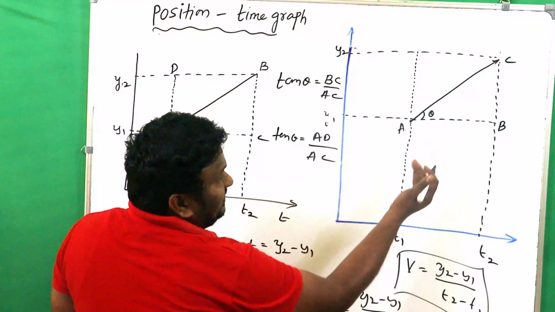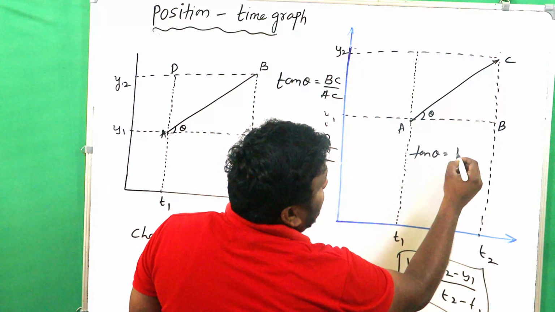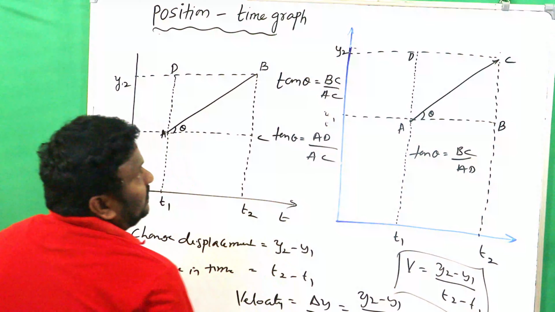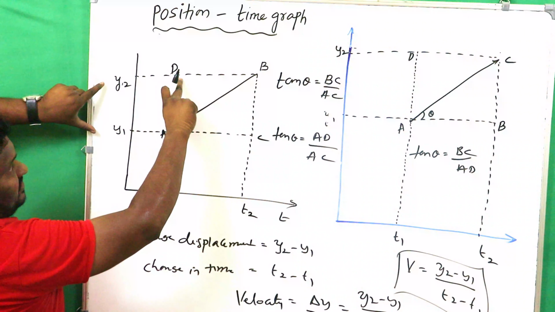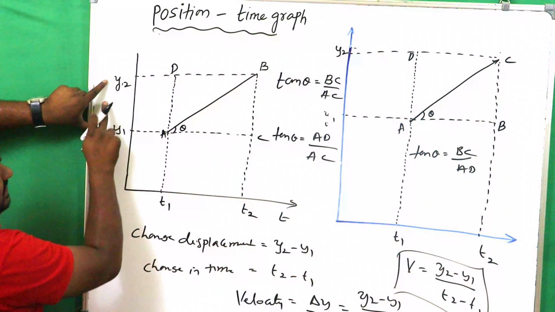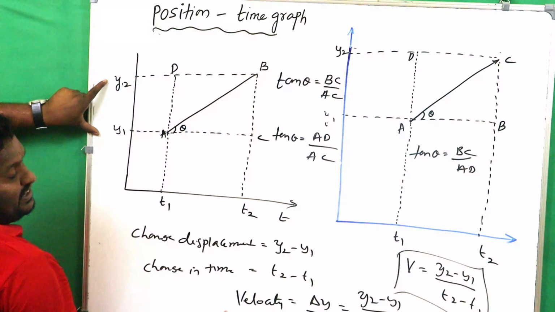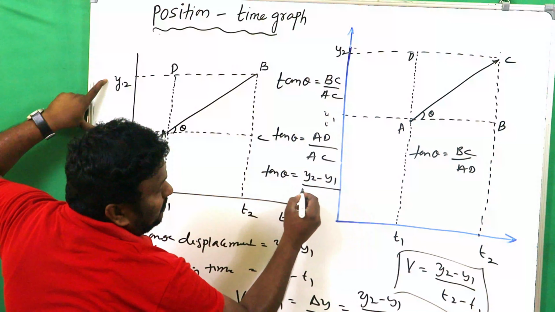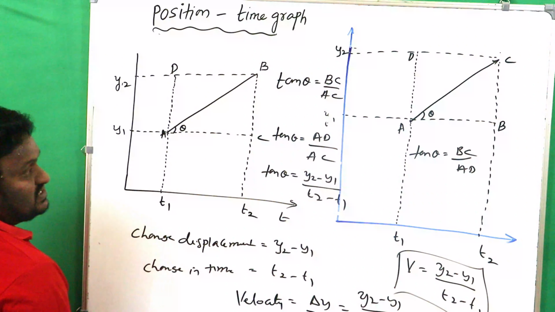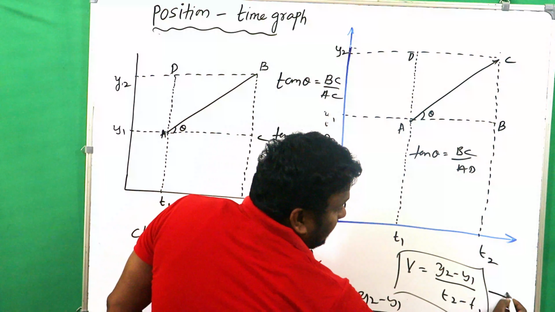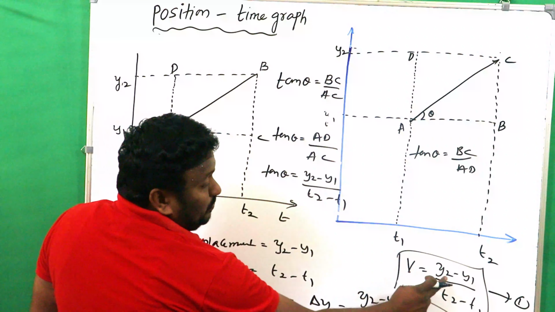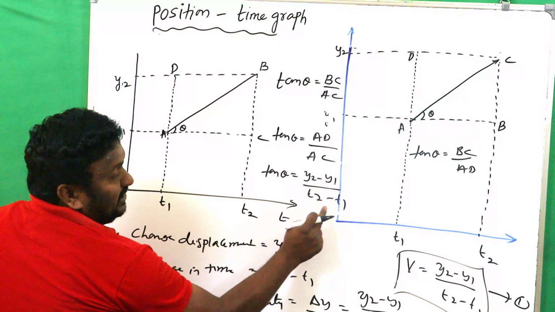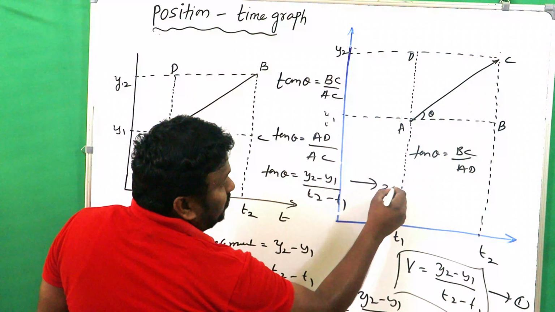So in this case, tan theta is equal to BC by AC, which is the same as AD by AC. What is AD? Nothing but the displacement y2 minus y1, and AC is t2 minus t1. That's why tan theta is equal to (y2 minus y1) by (t2 minus t1). Already we have equation number 1, V is equal to (y2 minus y1) by (t2 minus t1). And now tan theta is equal to (y2 minus y1) by (t2 minus t1). This is equation number 2.